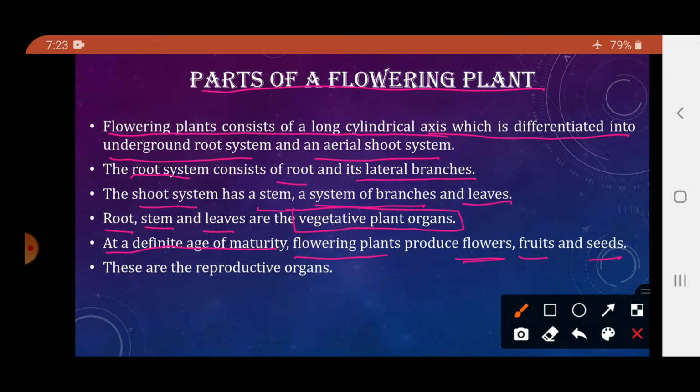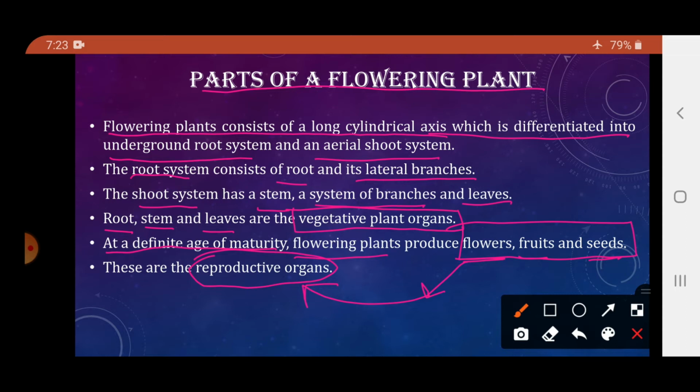Now students, these organs, that is flowers, fruits and seeds, are called the reproductive organs. What are they called? The flowers, fruits and seeds are called the reproductive organs. Why are they called reproductive organs? Because these are the parts which play an important role in the sexual reproduction of the flowering plants.